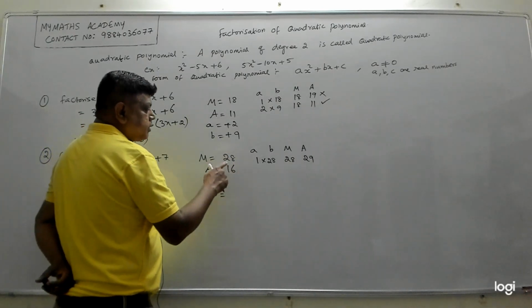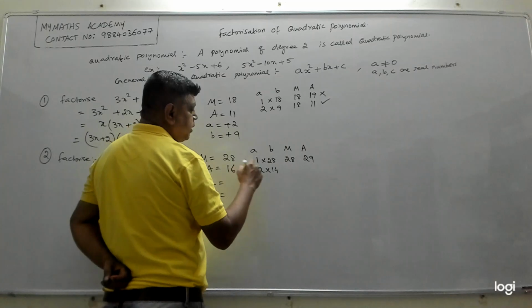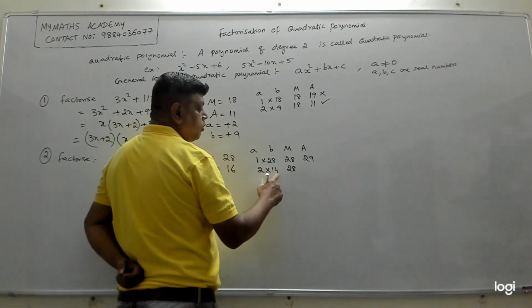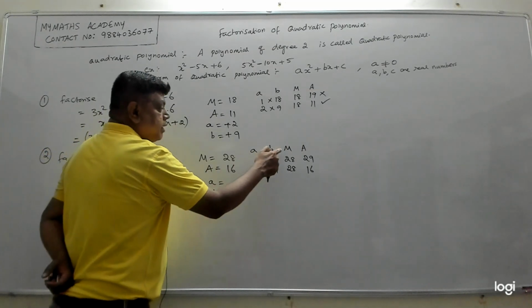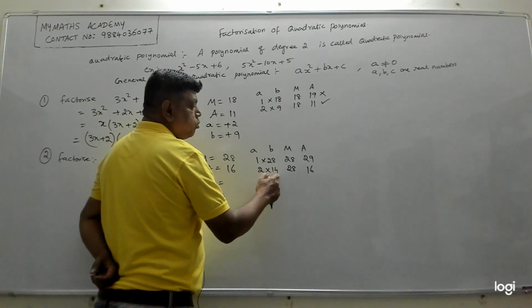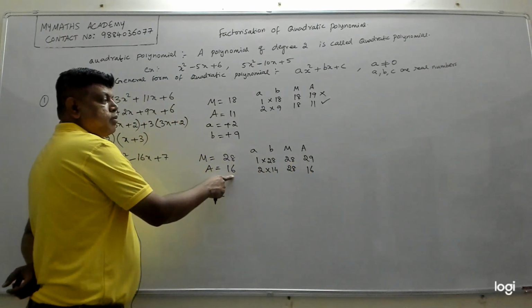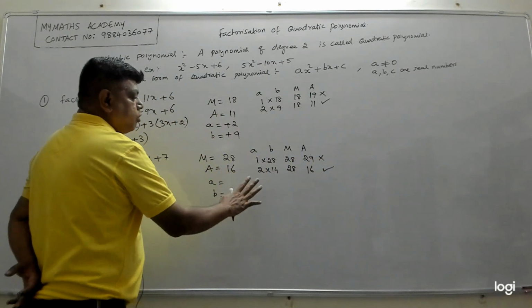So next number, next 28 can be written as what? 2 into 14. What is 2 into 14? 28. What is 2 plus 14? 16. You are getting this. Now multiplication is also 28, which is matching here. If you add 14 and 2, you get 16, which is this. So this is the right thing. The first one is not. No, we need not proceed.